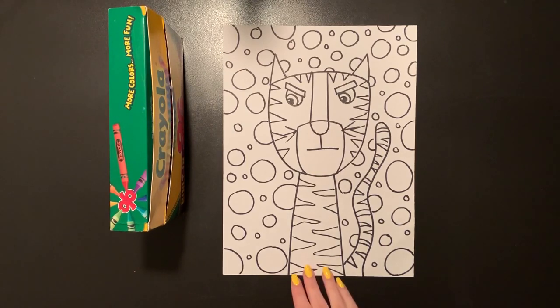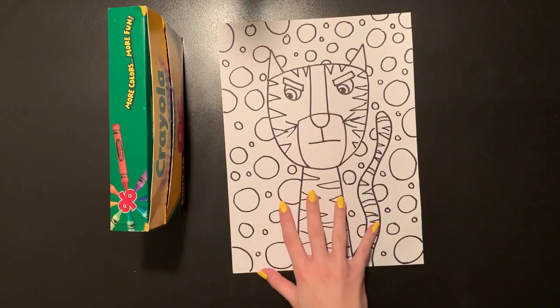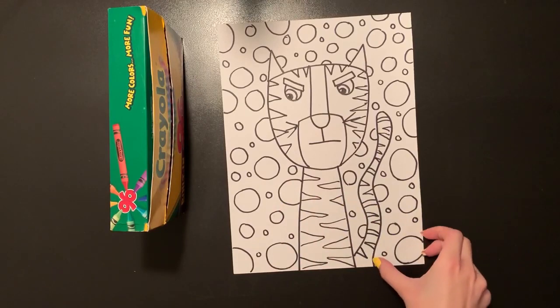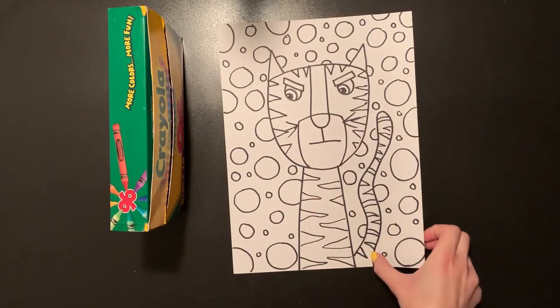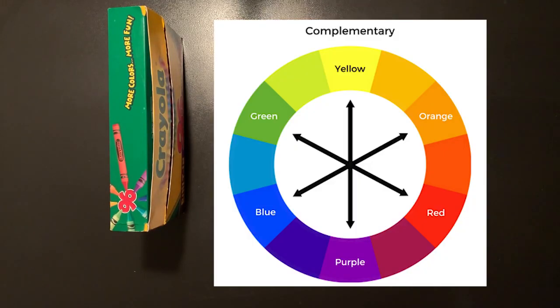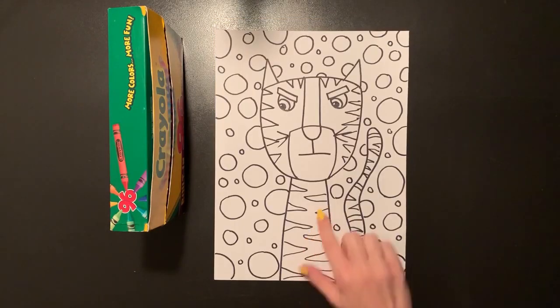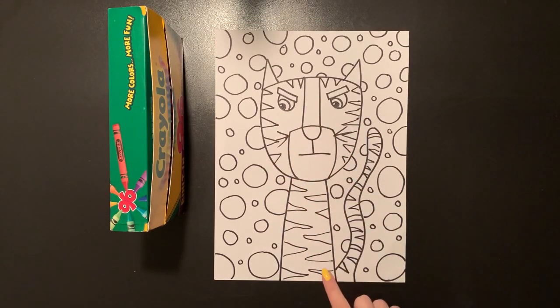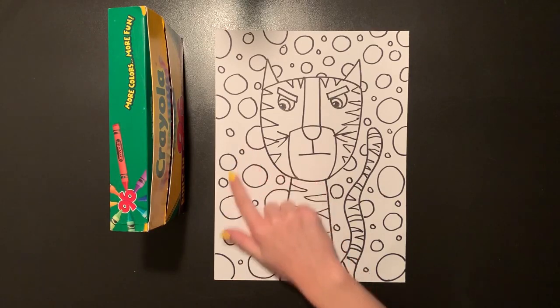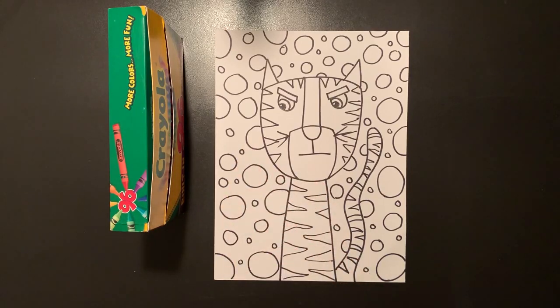Today we're going to focus on color, and we're going to talk mostly about complementary colors. So when we're coloring our picture in today, we're going to use complementary colors. Those are colors that are opposite each other on the color wheel, like red and green, orange and blue, and yellow and purple. We're going to color in our cat using one color and the background using the complement of that color.